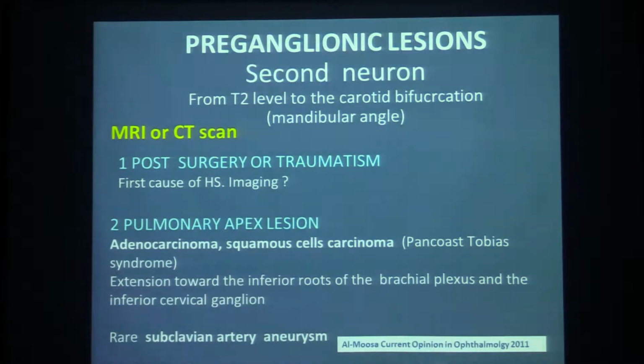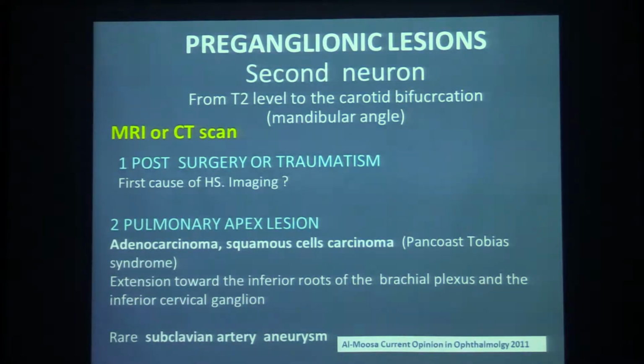The second neuron, from T2 to the level of the carotid bifurcation, is injured, especially in post-surgery or trauma, and it is the most frequent cause of Horner syndrome. So when you have a patient that has a Horner syndrome and that has been operated on the thyroid, it's not necessary to perform imaging. We know that during the surgery, probably the surgeon hurt the sympathetic.